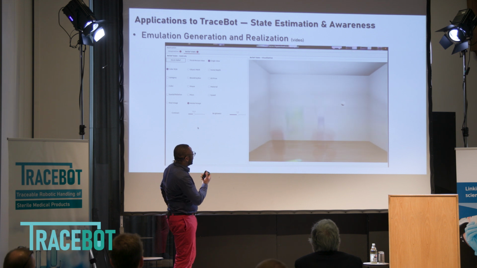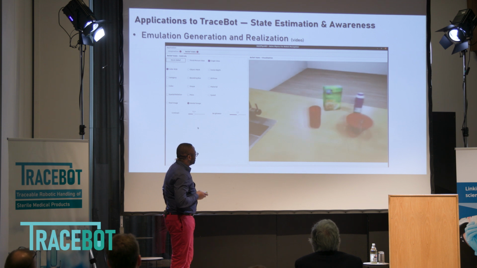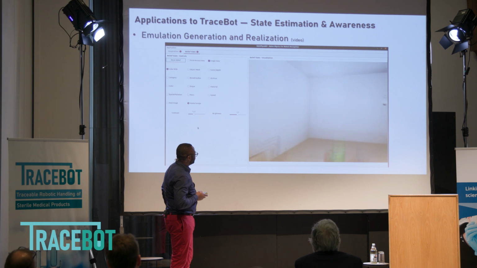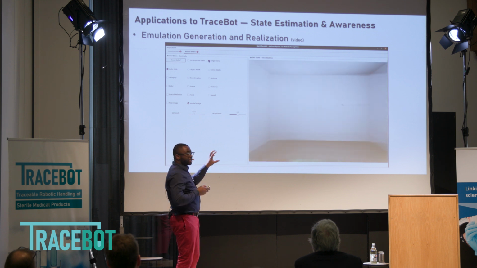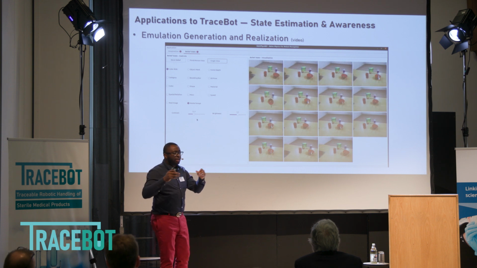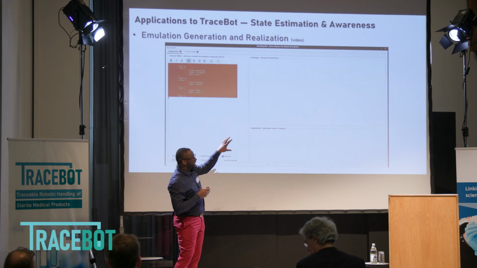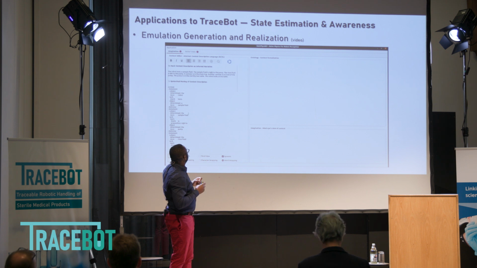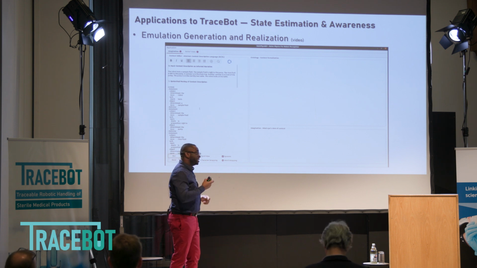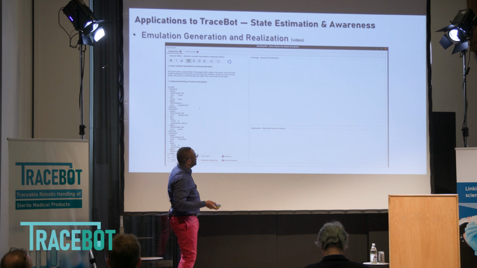This is, for example, for kitchen activity, but we can also show medical lab activities. Here you can see that the robot maintains a probabilistic state of what the world is. These are the different emulations that we obtain. This is for a sterility test activity. It's almost the same thing.